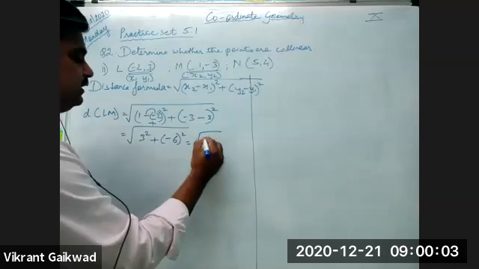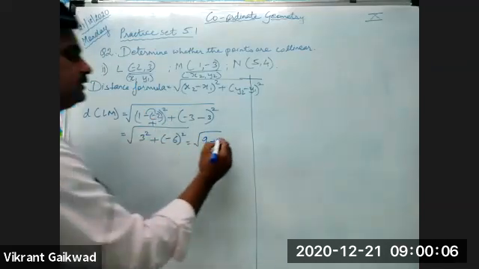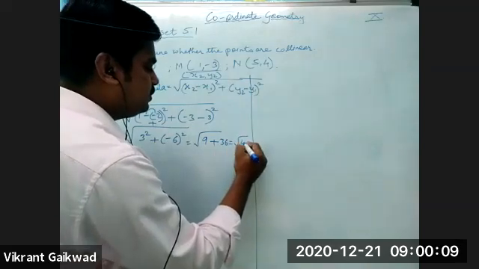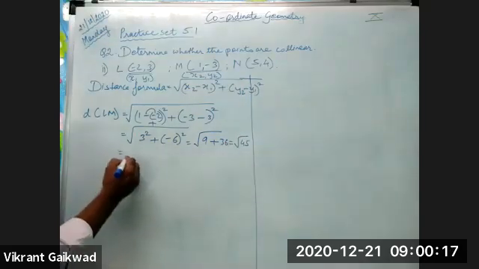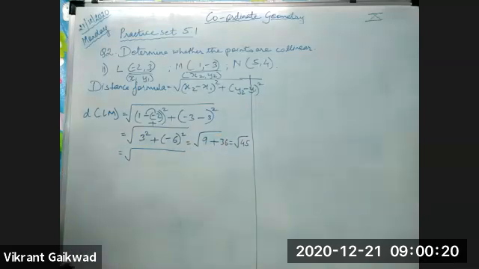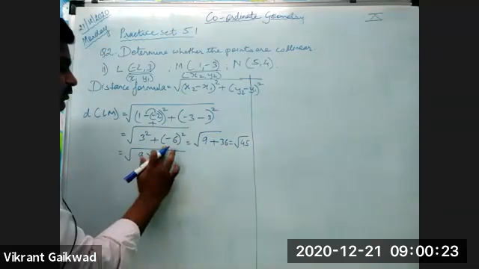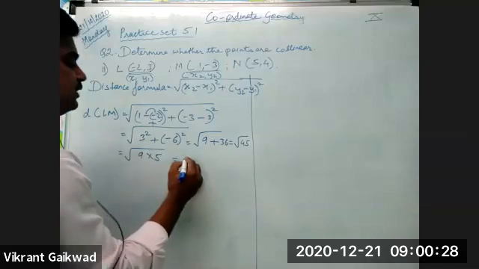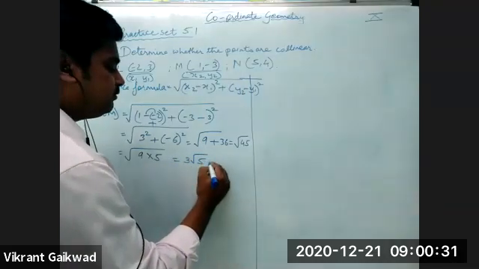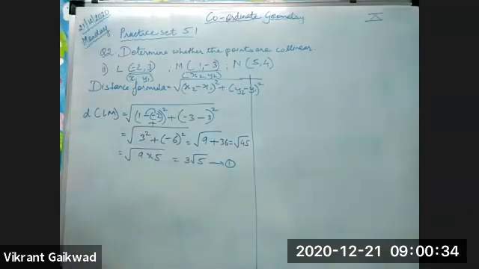So what you will get here? 3 square is 9, minus 6 square is 36. So 9 plus 36 equals to root 45. Can you simplify root 45? You can simplify root 45. Factors of 45 can be written as 9 into 5. And you can remove the square root of 9. Square root of 9 is 3. So that will come out. So it is 3 root 5. This is your statement number 1. Is this clear till here to all the students?